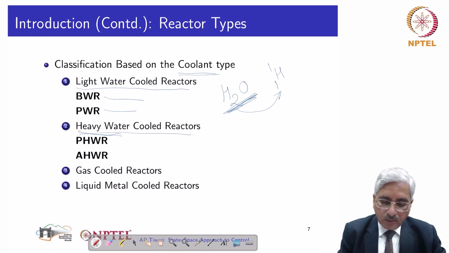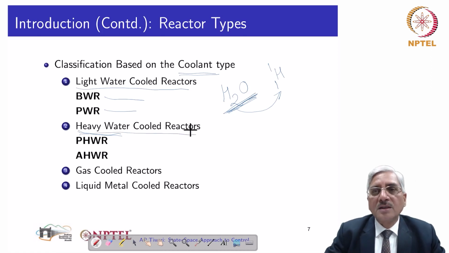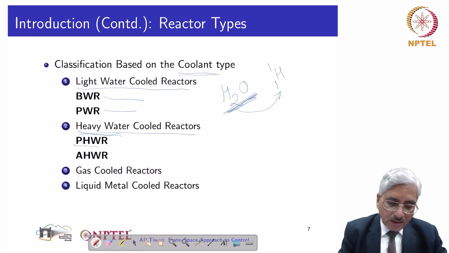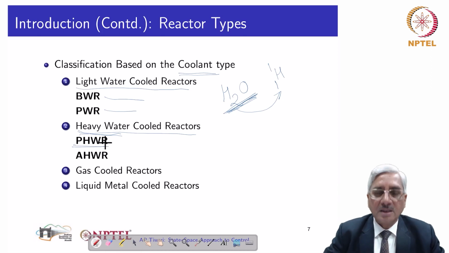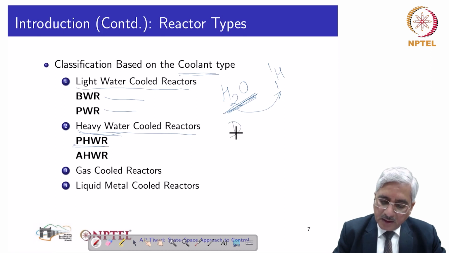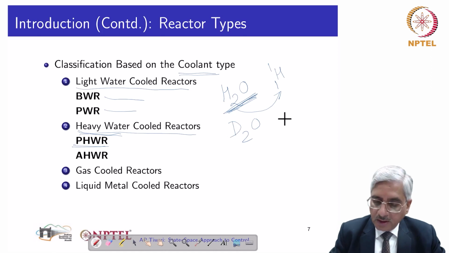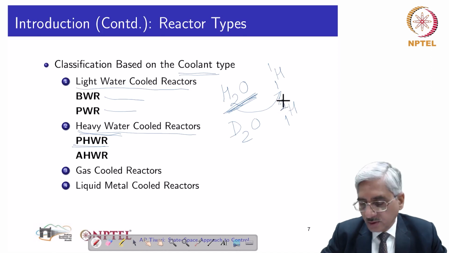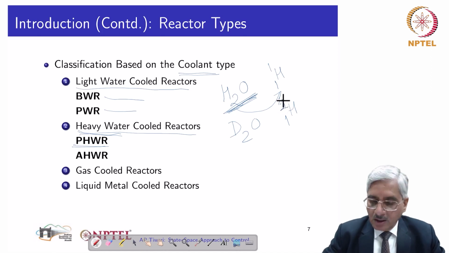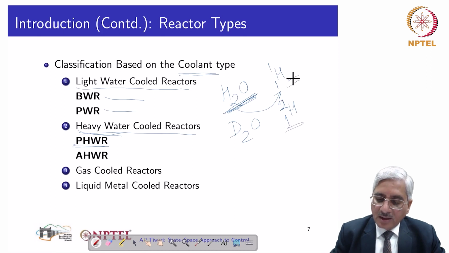There are heavy water cooled reactors. In our country they are in majority, and they are of the pressurized heavy water reactor type. The heavy water coolant we generally denote by D2O, but this D is again a hydrogen isotope which also has a neutron in its nucleus. So it is 1H2, and so it is heavier than hydrogen, and we call its compound heavy water, just to distinguish it from light water.